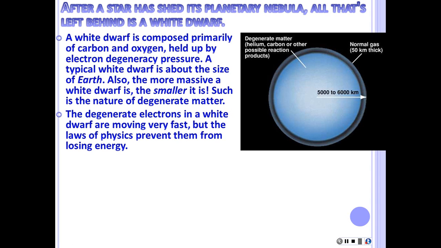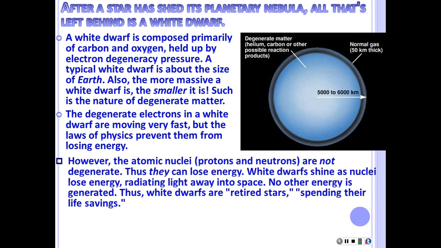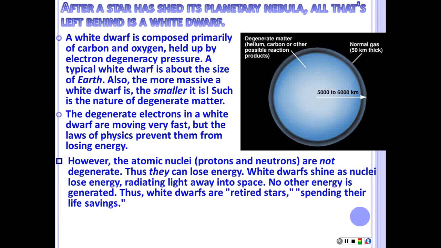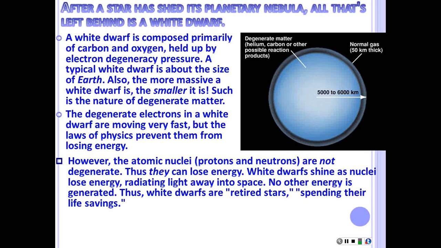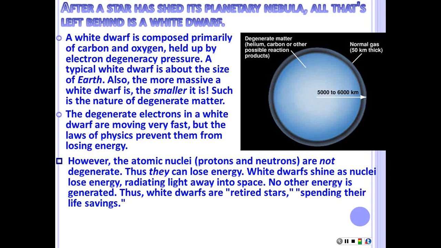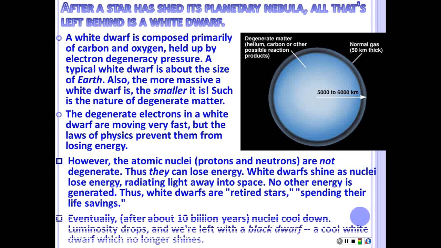The degenerate electrons are moving very fast, but they can't slow down because then they would defy the Pauli Exclusion principle. But there are also nuclei in there. It's only the electrons that are degenerate. The protons and neutrons are not degenerate, and they can lose energy. And so you get shining due to the loss of radiation from those particles. You can think of these things as being dying stars losing what's left of their heat.